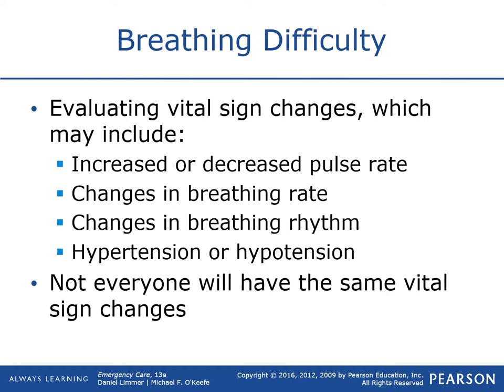And then we want to be checking our vital signs. We want to be looking for our heart rate. A lot of adult patients, if they're having a hard time breathing, their heart rate goes up because you're compensating for that lack of perfusion. You want to be looking at your breathing rate and rhythm, as well as quality, and then check for hypo or hypertension. All that being said, not everyone's body compensates the same way with difficulty breathing. So just because a patient doesn't have tachycardia doesn't mean that their body isn't having difficulty breathing.